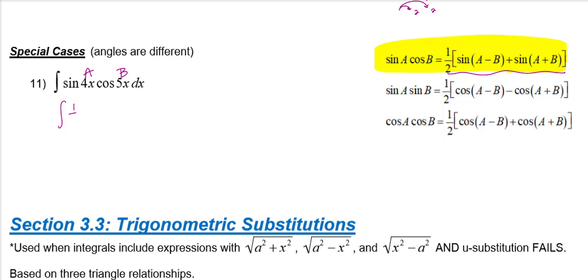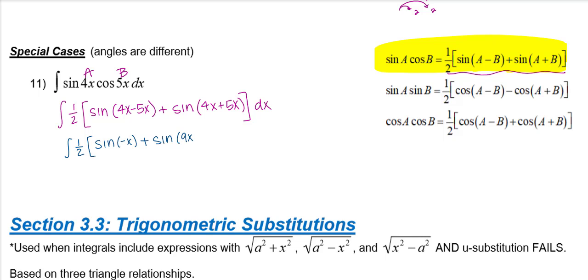So I'll have a half as my coefficient, and then I have sine of A minus B, so it'll be 4x minus 5x. And that should be added to the sine of A plus B, so 4x plus 5x. And of course, this is all still integrated with respect to x. So I'll subtract these. I could pull the half out front if I wanted to as well. And I'll add these angles, 4x and 5x give me 9x. And I absolutely should be able to integrate this at this point.